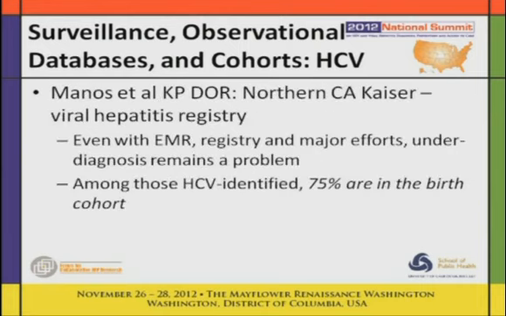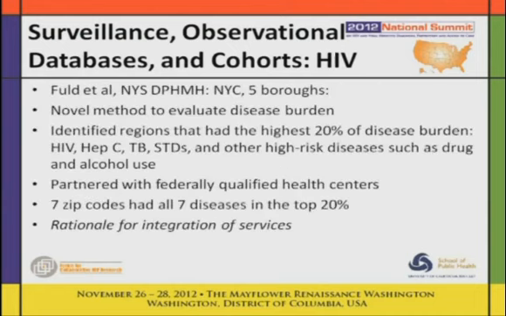And then Michelle Manos from Northern California Kaiser, which covers over 3 million lives. They've had an active viral hepatitis registry. Even when you have an EMR and a registry and really major efforts across a health system, there's still underdiagnosis, again like in the Czech system, where the numbers of individuals with B or C have not been identified. But importantly, and this was a recurring theme, when individuals with Hep C are identified, surprise, surprise, the majority are in the birth cohort, again validating the need for the birth cohort testing recommendations. And now I'll turn it over to my co-moderator.